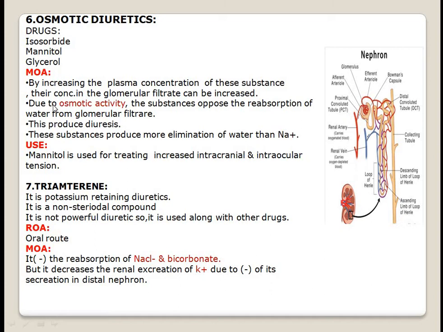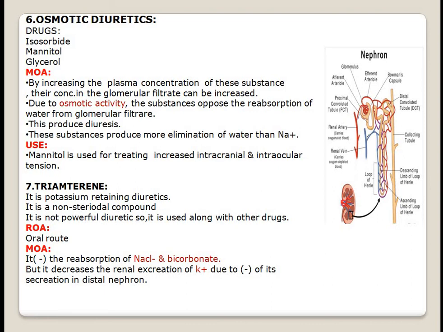By increasing the plasma concentration of these substances, the concentration in the glomerular filtrate can be increased. Here the concentration of plasma will be increased. That's why the glomerular filtration will also increase. Due to this osmotic activity, the reabsorption will be opposed.